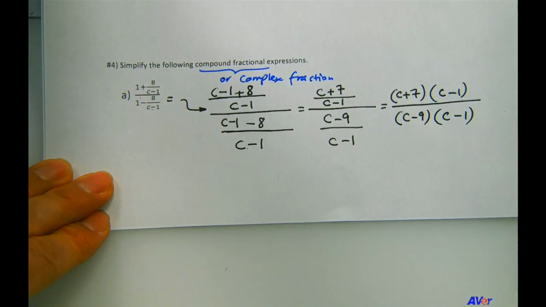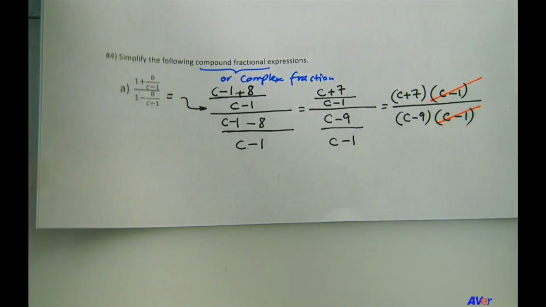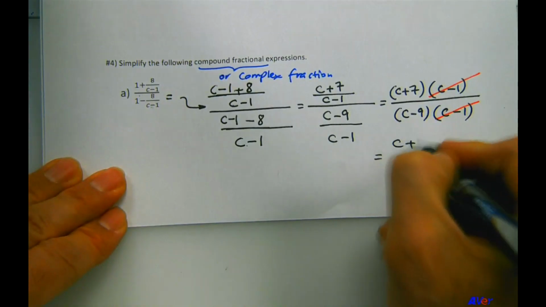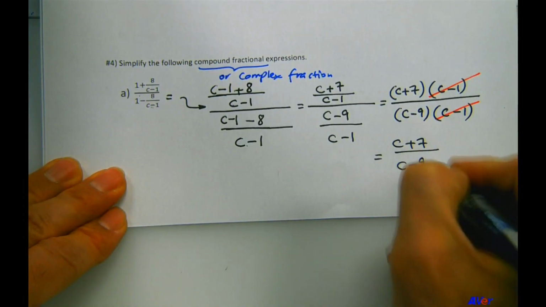So can we simplify anything? Absolutely. The c minus 1's cancel out. We end up with c plus 7 divided by c minus 9.